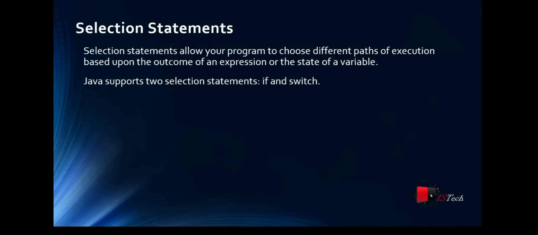Selection statements. As we know, a program consists of a list of instructions, control structures or programming blocks that can change the path we take through those instructions or not. Selection statements allow your program to choose different paths of execution based upon the outcome of an expression or the state of a variable. Java supports two selection statements, if and switch.